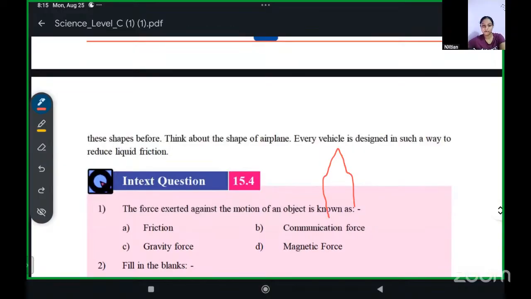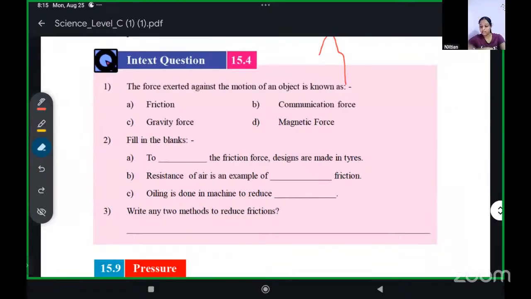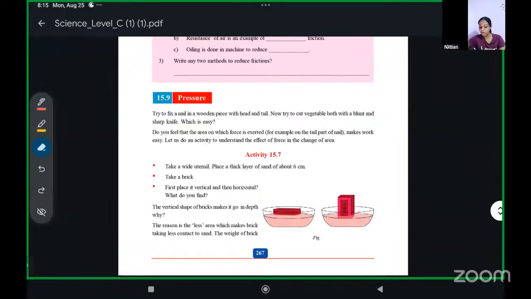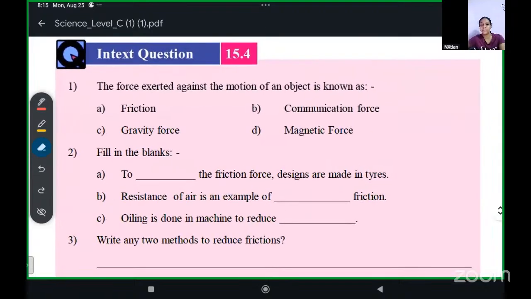Okay, ma'am. Now let's quickly see in-text questions 15.4. We'll have a break right now. We'll check this out tomorrow. You have a break right now, and then we'll continue with maths.